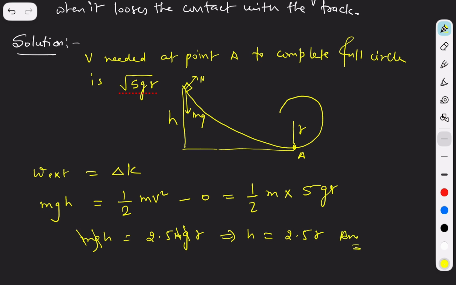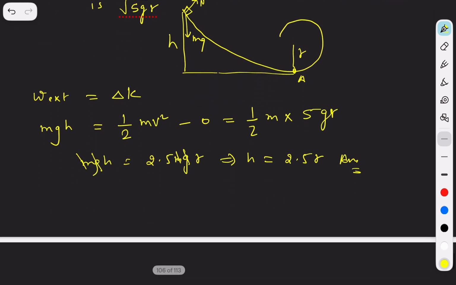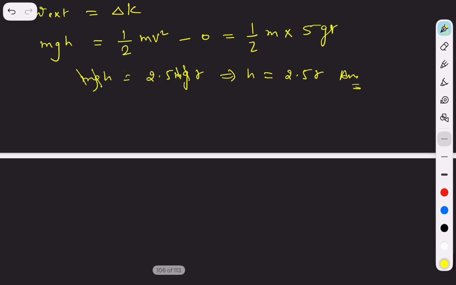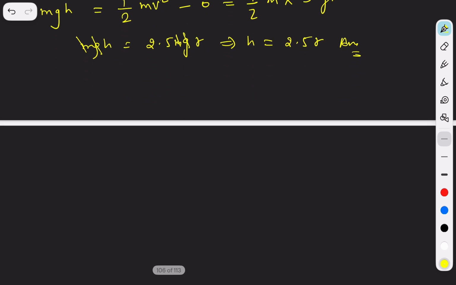Now coming to part 2 of the question, guys. So question number b is saying if h is equal to 3r, then what would be the normal force at the point A and at the point B, guys.